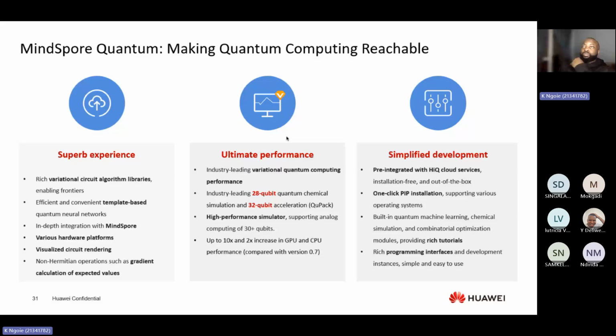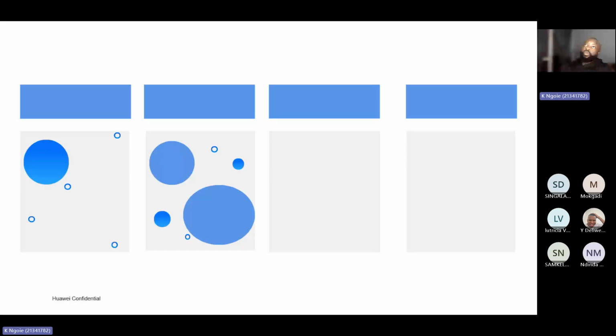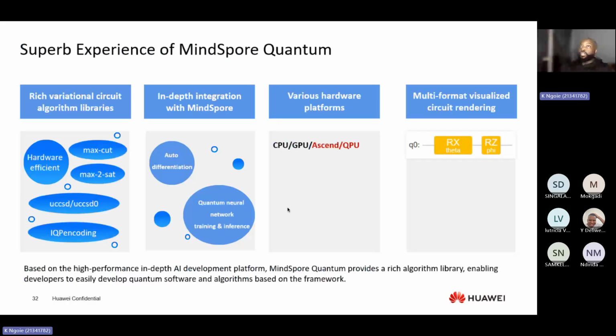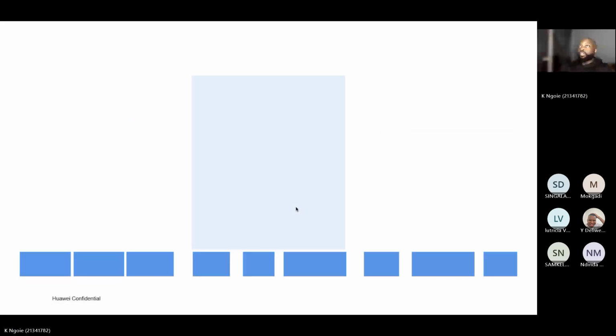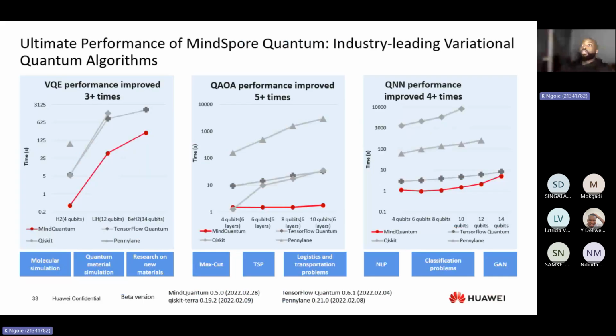We have a very good experience in terms of using quantum computers straight from the cloud. You can do that to create all your neural networks. In terms of performance, we are already at 32 qubits, right? This is a very good performance for your quantum computers. These are just some of the performance figures of MINDS for quantum.